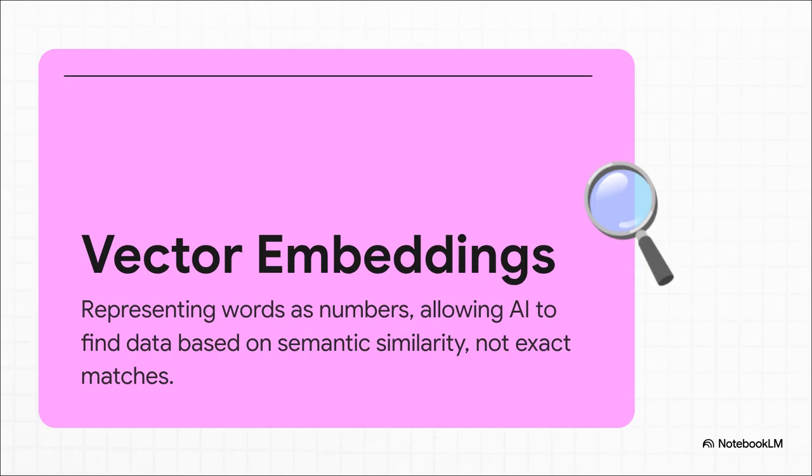Okay, this next concept sounds super complex, but the idea is actually pretty elegant. It's called vector embeddings. This is how the AI translates our messy world of words into its clean world of numbers. It creates this kind of giant map where words with similar meanings are placed close together. This is how an AI can understand that king is related to queen in a way that's similar to how man is related to woman. It's about semantic meaning, not just matching keywords.